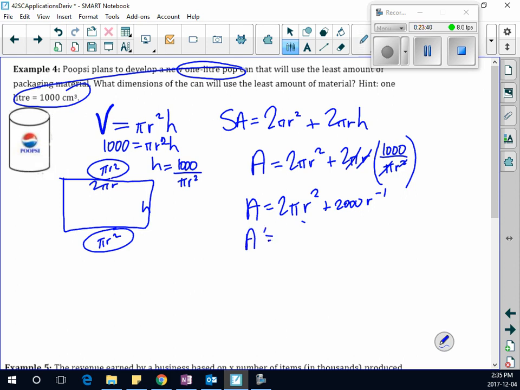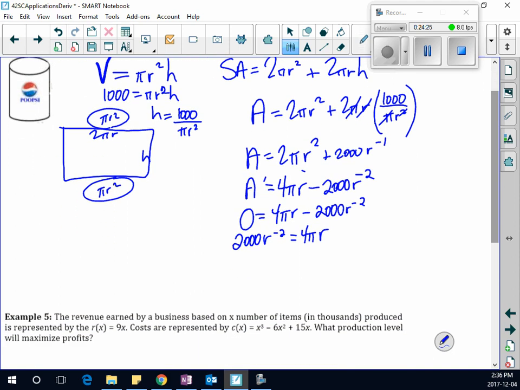So A prime would be, does everybody understand pi is a constant, so it's not a multiplier? No, but when I put this 2 here, it's going to be still 4 pi, right? So 4 pi r to the power 1, and then this will be minus 2,000 r to the power negative 2. Yeah. So 0 equals 4 pi r minus 2,000 r to the power negative 2. 2,000 r to the power negative 2 equals 4 pi r. Yes?